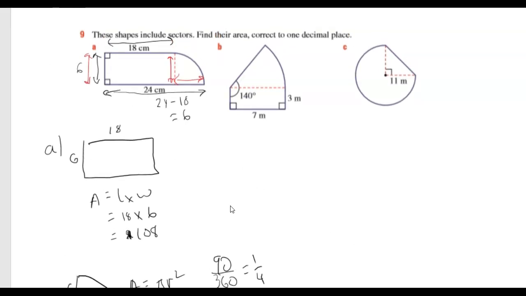All right, now looking at the other shapes. Now, I'm not going to do the whole working out. Okay, I'm just going to draw the 2 shapes for you. So this one here, we've got a rectangle. So sometimes that's the easier one to spot. Okay, and a 7 and a 3. And then we've got a sector.